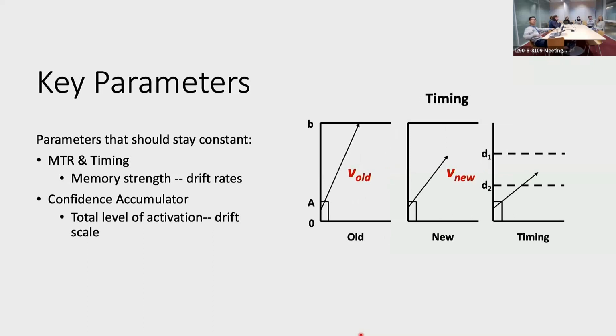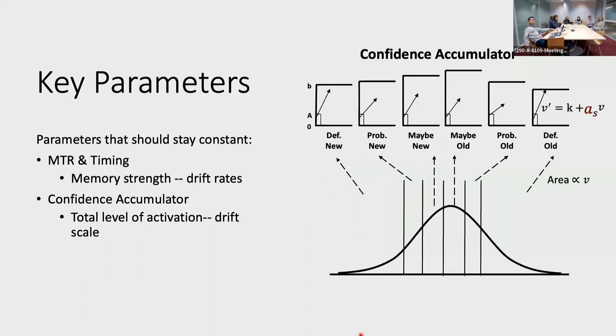For the confidence accumulator model, when we compute drift rates, there is this scaling parameter in the equation. Since the sum of all drift rates is just the integral of the distribution, scaling the drift rate differently will suggest a very different level of accumulation. So the scaling parameter should also stay constant. The original model failed to keep this parameter constant when capturing changes across different numbers of confidence options.